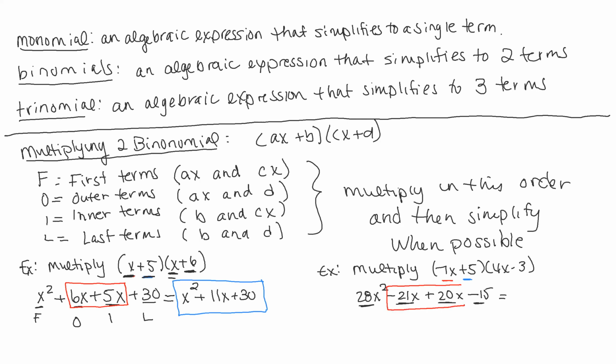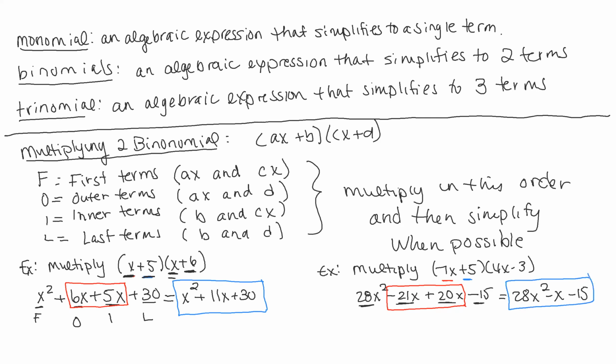Well, yes, the x terms will combine. So I'm going to start with 28x squared. And then if I look at negative 21x plus 20x, those are like terms. I would take negative 21 and add 20. I get negative 1. Negative 1 times x is just negative x. And then don't forget your minus 15. So there is your final answer.